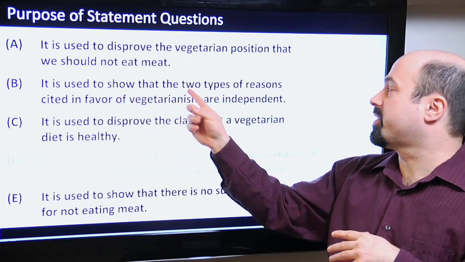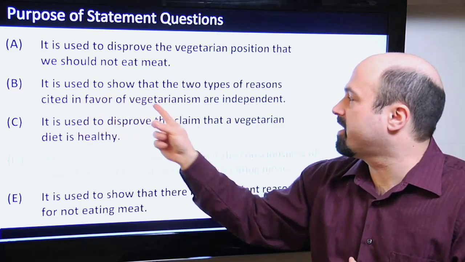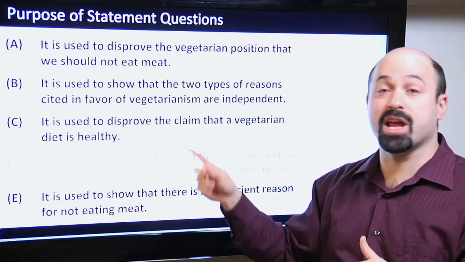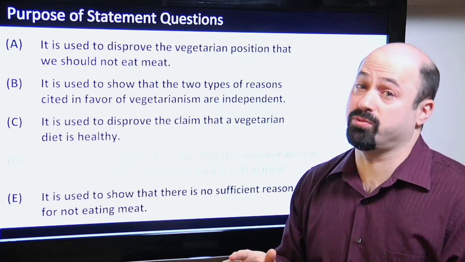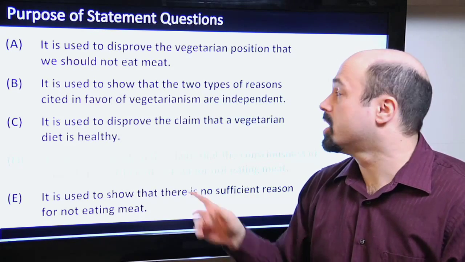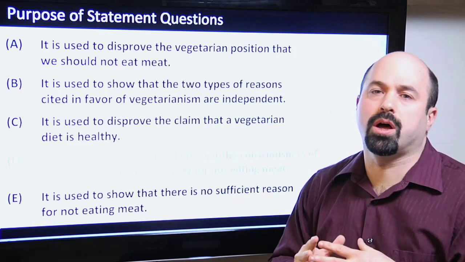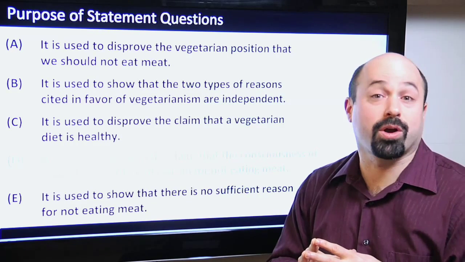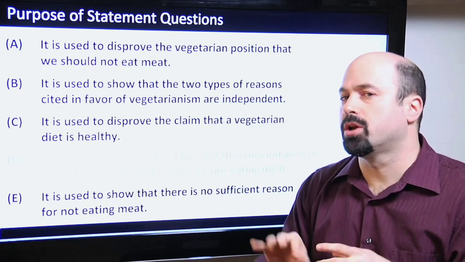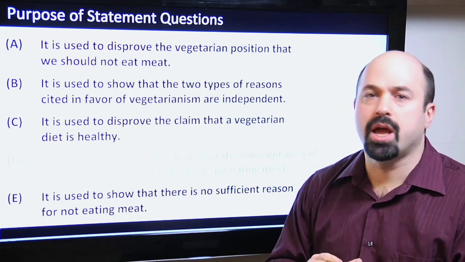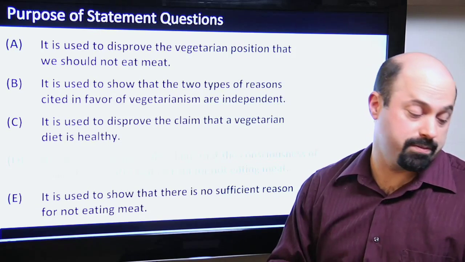B, it is used to show that the two types of reasons cited in favor of vegetarianism are independent. Now, if that were true, that would be the exact opposite of what the author says, so B goes in the complete wrong direction. And those are typical ways that wrong answers work in these types of questions. You'll see some that twist the conclusion, distort it, and you'll see some that go in the opposite direction.